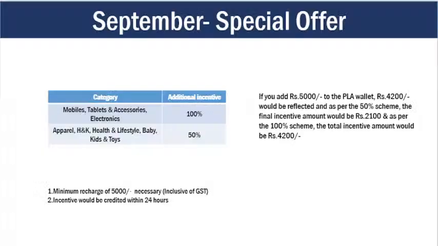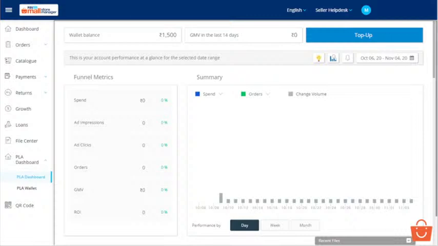This month, we are running a special September offer where you can avail up to 100% additional incentive on your PLA wallet recharges. Once you have successfully added amount to your PLA wallet, the amount will reflect in your wallet in real time, and you can begin the campaign immediately. Please note, once you do the recharge, you will be counted as a platinum member.